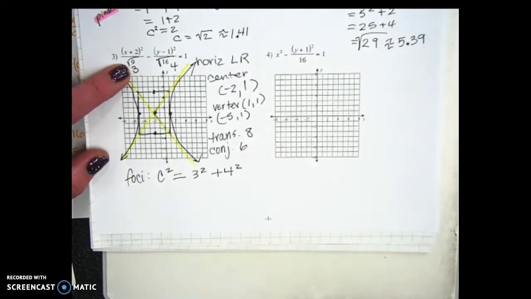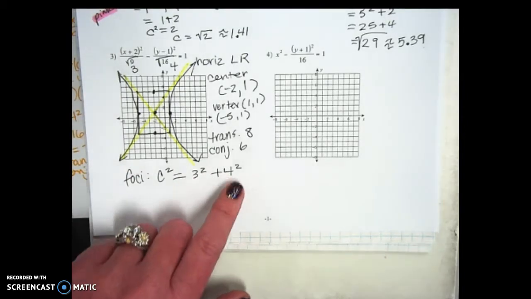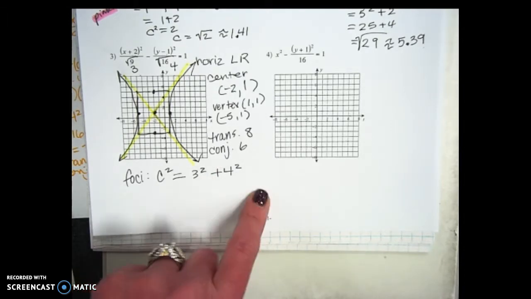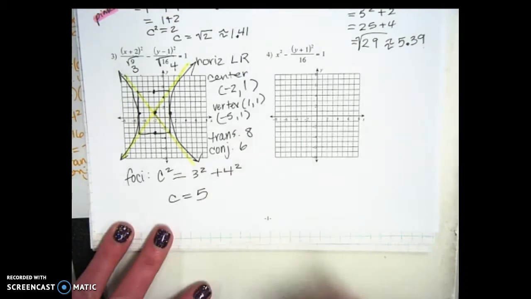Anybody recognize this one as a Pythagorean triple? Anybody get an A in geometry? Perfect right triangle. Well, so the sides that fit perfectly into the Pythagorean theorem is a what triangle? 3, 4, 5. So C is 5 in this case.